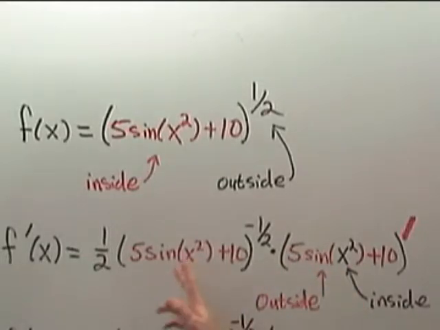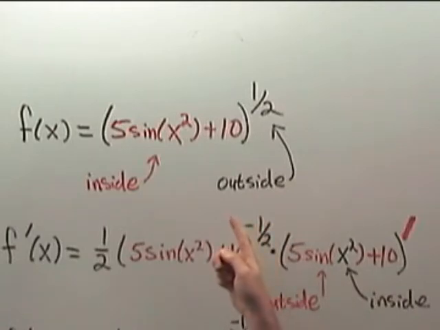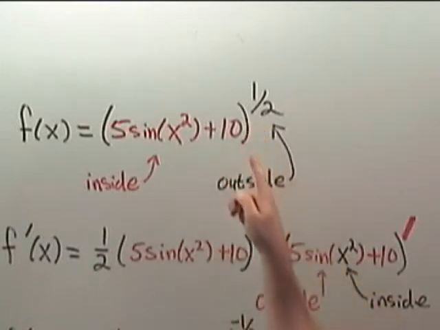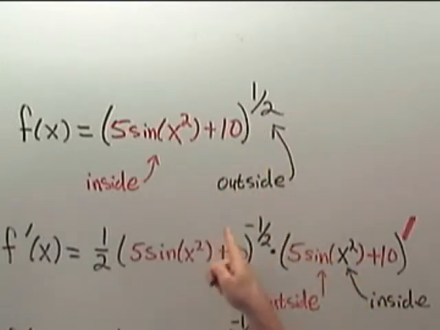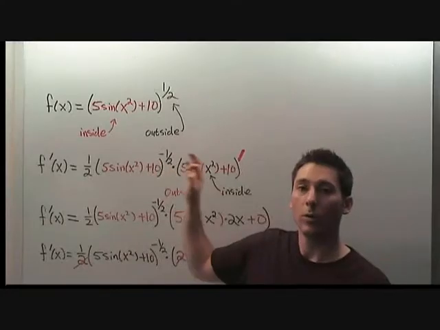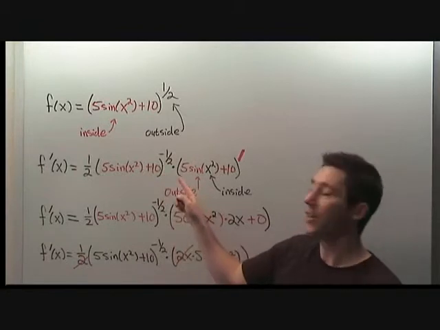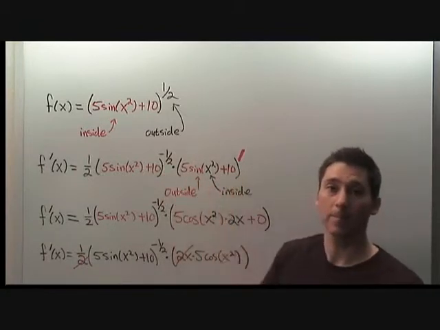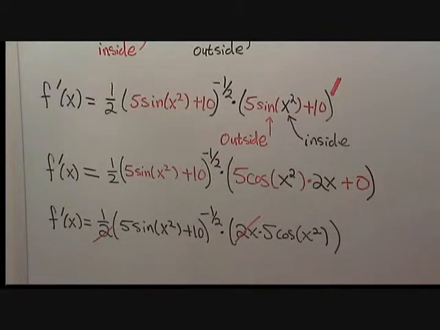Here we have the derivative of the outside function. This is a power function. It's the power function with the exponent 1/2. To differentiate that, we bring the power down and then subtract 1 from the original power. We still need to multiply by the derivative of the inside. We need to focus on taking the derivative of this term.